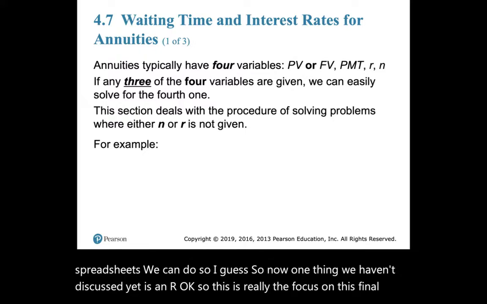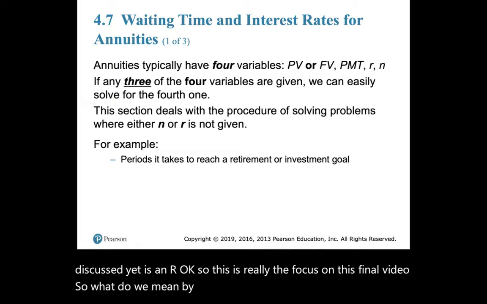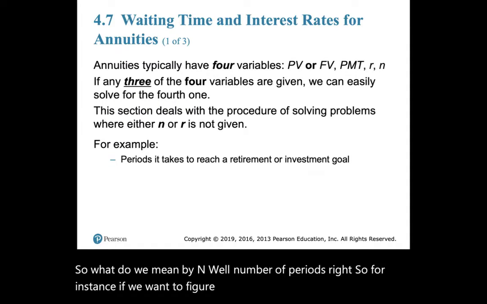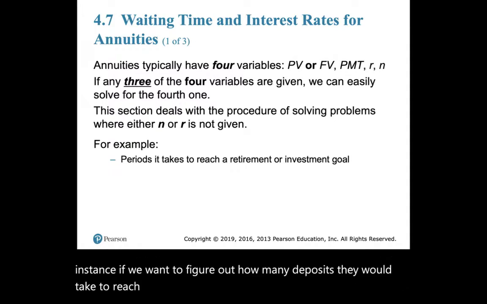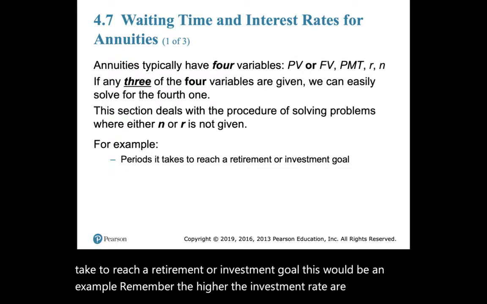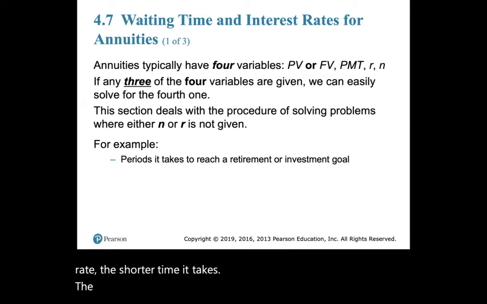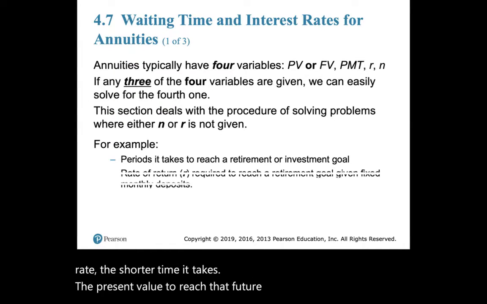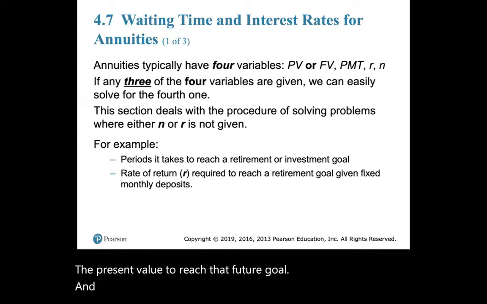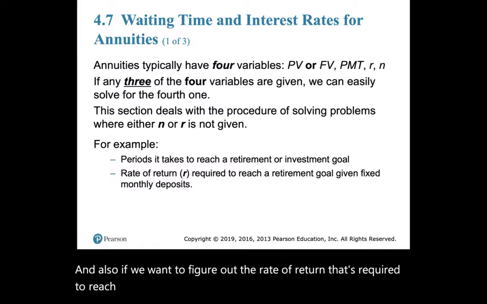So what do we mean by N? Well, number of periods, right? So for instance, if we want to figure out how many deposits it would take to reach a retirement or investment goal, this would be an example. Remember, the higher the investment rate or growth rate, the shorter time it takes the present value to reach that future goal. And also, if we want to figure out the rate of return that's required to reach a retirement goal given a fixed monthly deposit, we can solve for R.